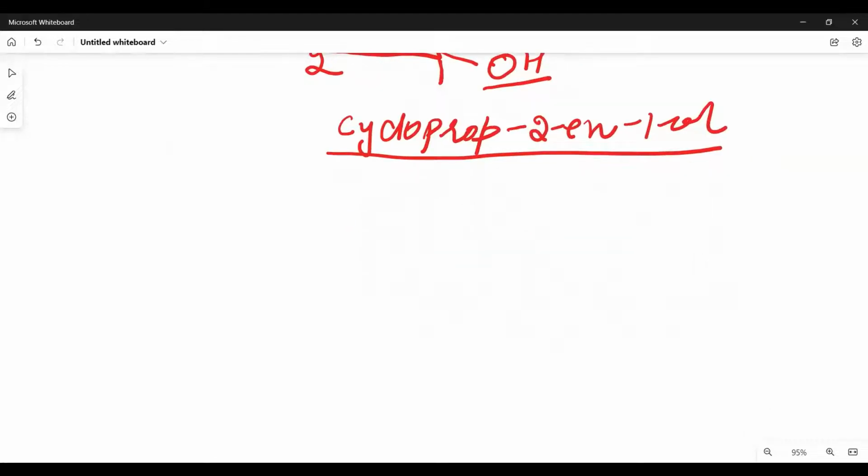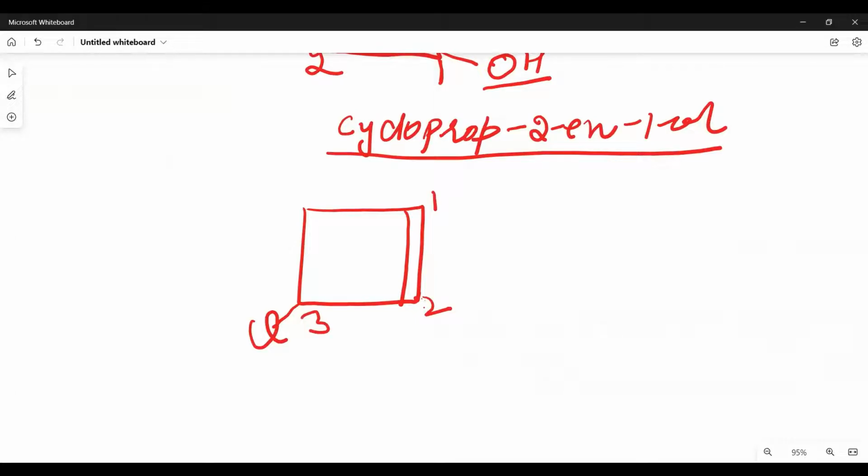Now we can take another example, like this kind of compound where Cl is present at this position. Now you will see, according to the priority rule, the double bond will get the preference. So we will start the numbering from this side, 1, 2 and 3. The chlorine will get number 1 anyway, whether you write it here or here, number 1 will go to the double bond.